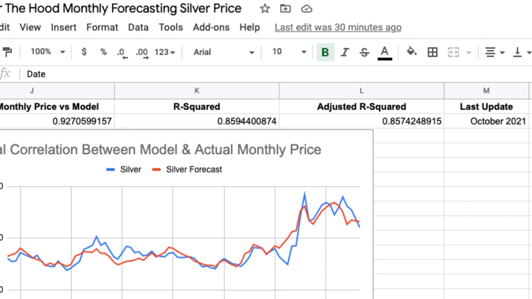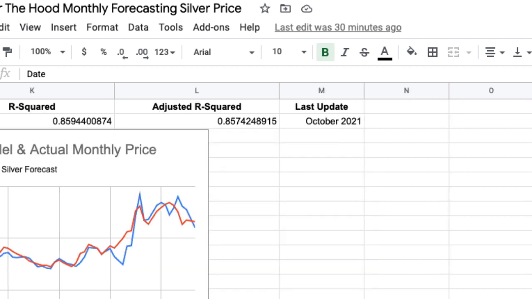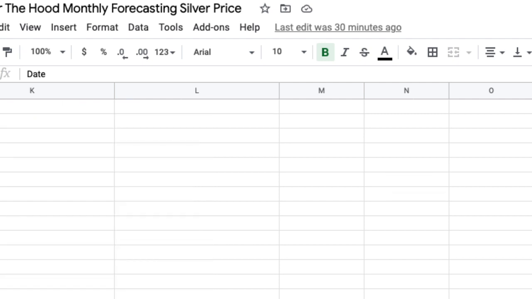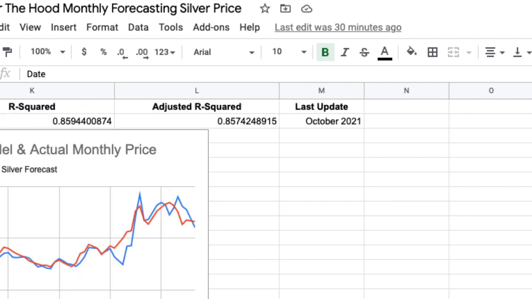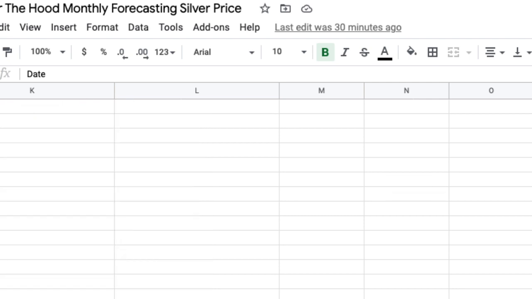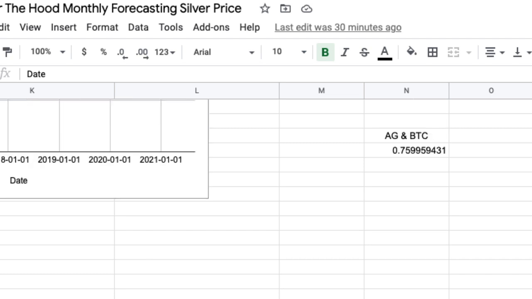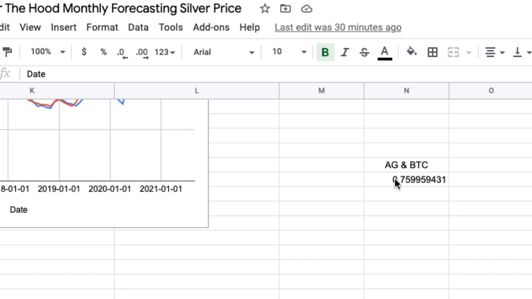But take a look here as far as the relationship between Bitcoin and silver is concerned. I basically ran a correlation to show you guys in this video what this relationship is. And if I can actually just get this thing to work, there we go. It's about 0.76, or you can just round up to 0.8.